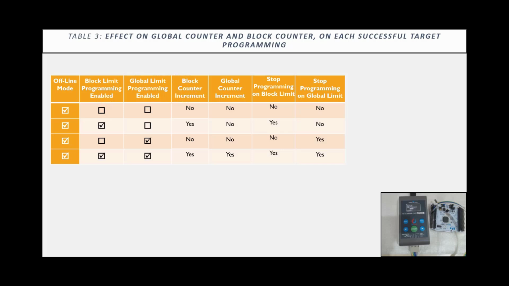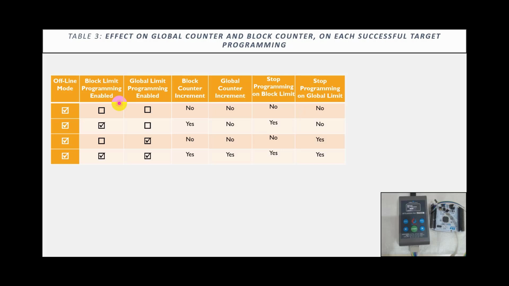Each block has its own independent counter, and whenever you use that particular block for target programming, that block's counter will increase. The other counter is the global counter. The global counter is the sum of the current counters of each block. As I mentioned, when you program any block data to the target chip, the counter increases. That value is called the current counter.